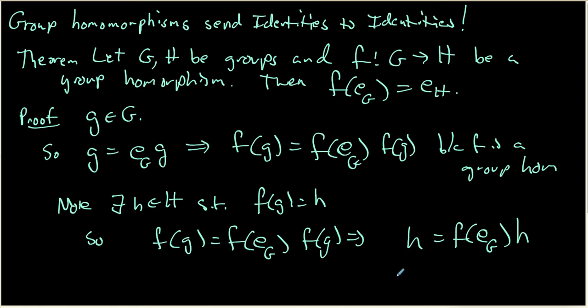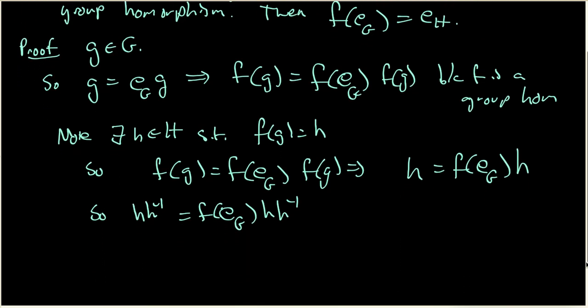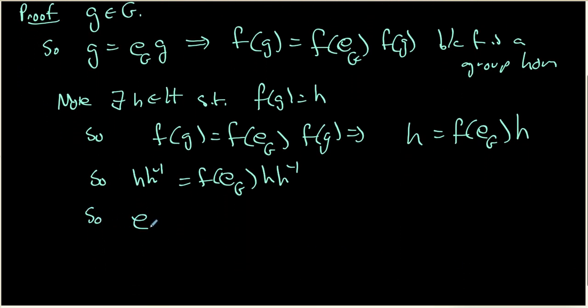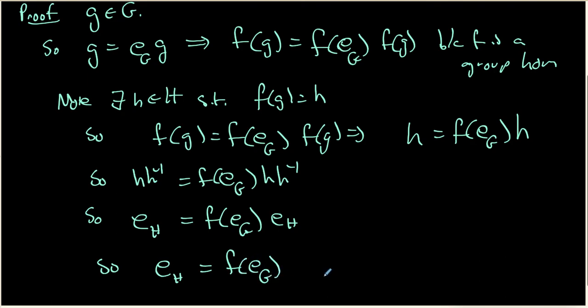And what that lets me do is post multiply by h inverse. So we have h times h inverse is equal to this ugly element times h inverse. But what that's going to say is that we have the identity element in group H is equal to this lovely guy times the identity element in group H. But that means we wind up having e sub capital H is indeed f of e sub G, and we're done.